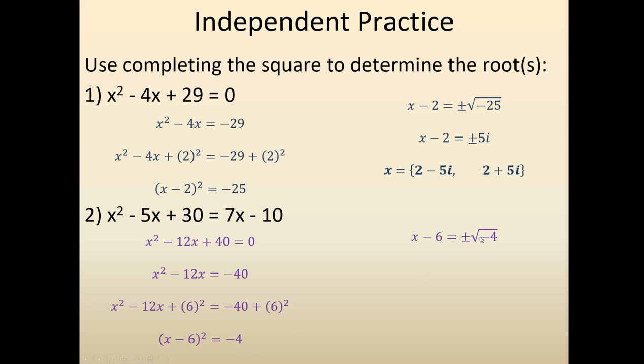Take the square root of both sides. Square root of negative 4, that factors to be 2i. So when I move the 6 over to the other side, I get my two solutions to be 6 minus 2i and 6 plus 2i. And that's pretty much it.